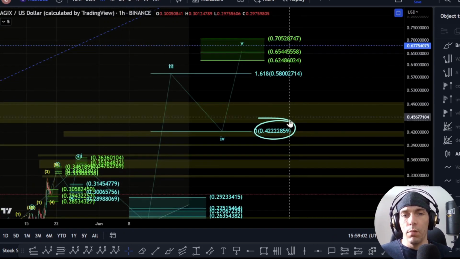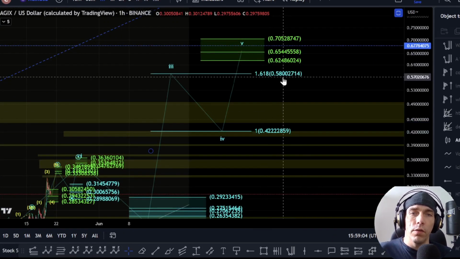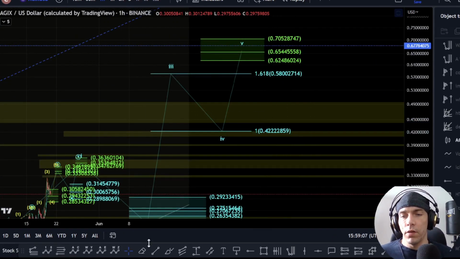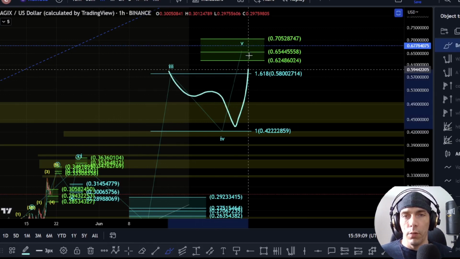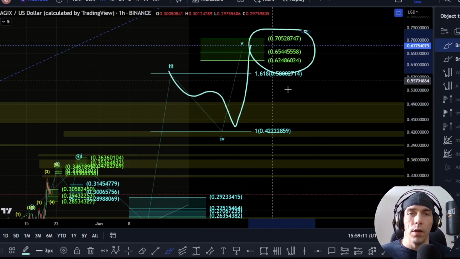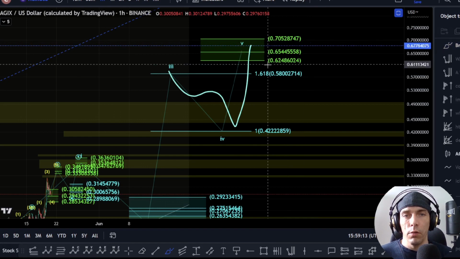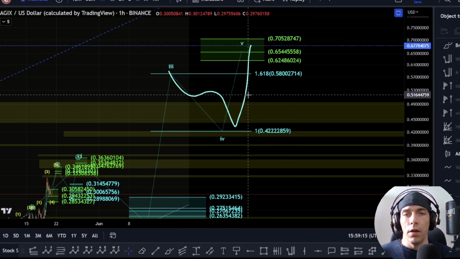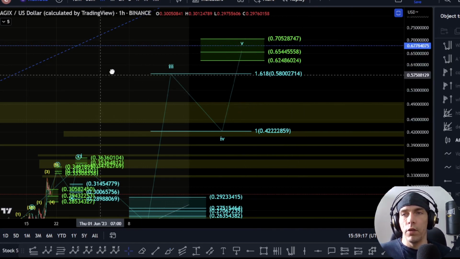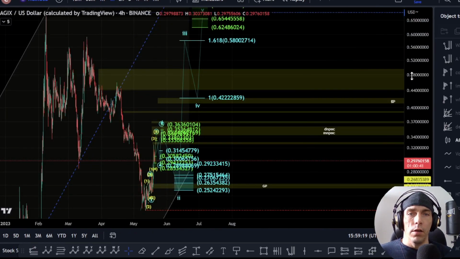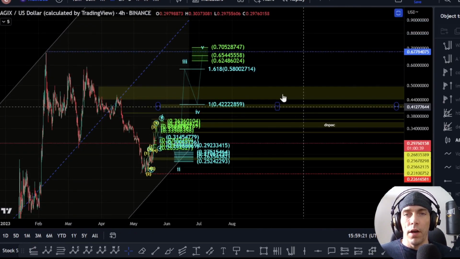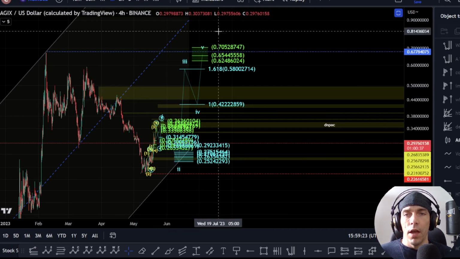Alternatively, if we do get a move up here towards this zone here of this 5800, this would tie into the idea of this third wave, looking for a fourth and a fifth, which could look to bring us up here towards this 70 cent 52 to this 62.48. Now, this could tie into the idea of actually just coming back here and looking to challenge this third wave high and actually getting a truncation in this as a fifth wave.